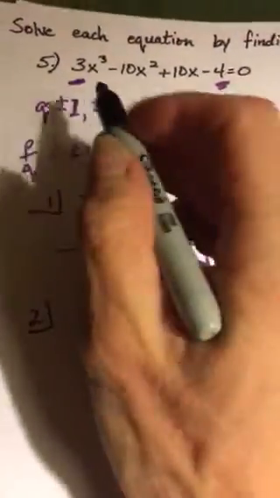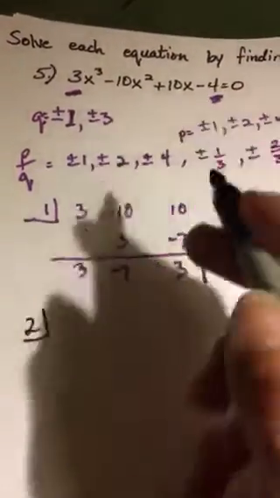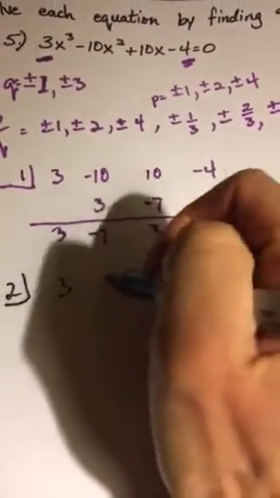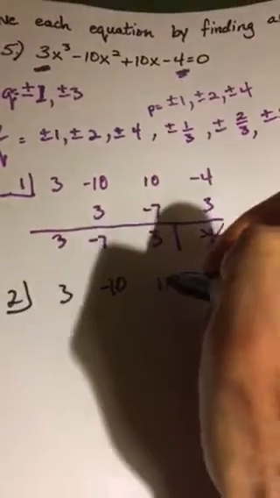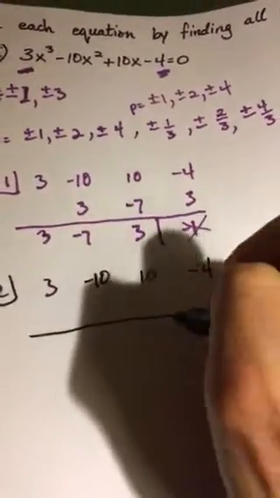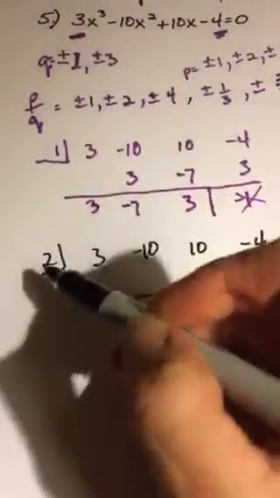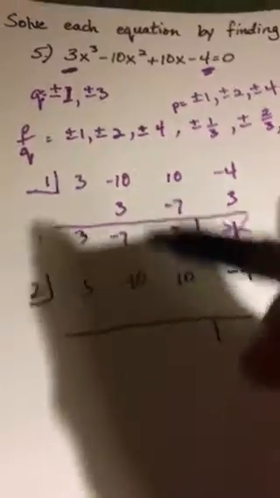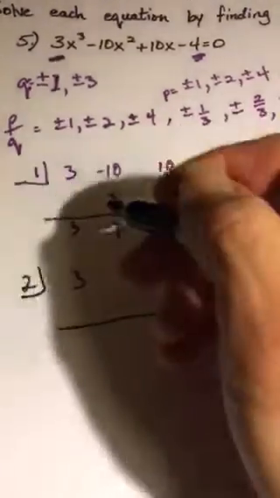Okay, so let's go ahead and just copy down the coefficients again for our synthetic division. And we get 3, -10, 10, -4. I got a little handy dandy chart there with 2 as a possible root. All right, and then we'll just go through it and I'll show you that it works.